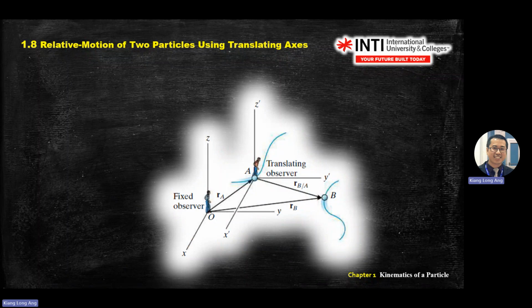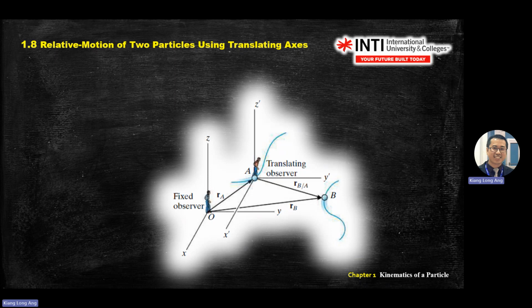Okay, this one I go very fast. Basically, there is only one equation that is important. So what is the important part for this one? It's the relative motion of two particles using translating axes. What does it mean? You have a fixed observer and an object moving, and another object moving. Means you have 3 reference points now. Previously, you only had 2. One fixed, one object moving, and one object moving but it is an observer.